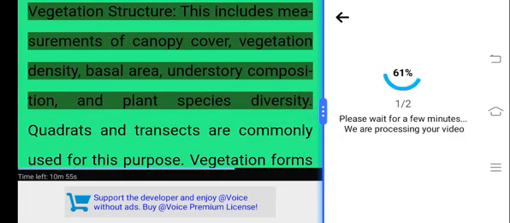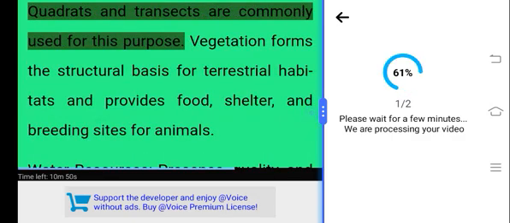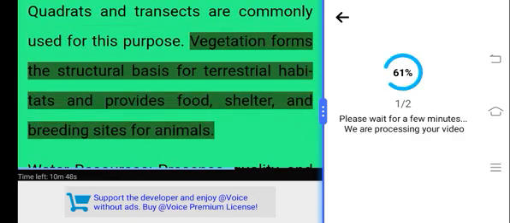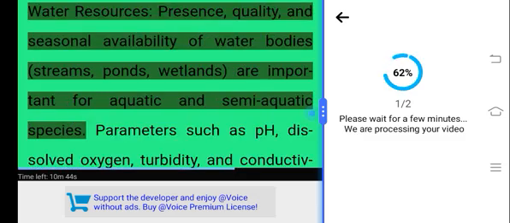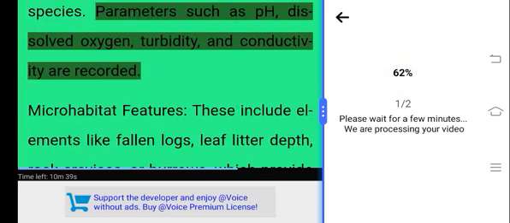Vegetation structure: this includes measurements of canopy cover, vegetation density, basal area, understory composition, and plant species diversity. Quadrats and transects are commonly used for this purpose. Vegetation forms the structural basis for terrestrial habitats and provides food, shelter, and breeding sites for animals. Water resources: presence, quality, and seasonal availability of water bodies, streams, ponds, and wetlands are important for aquatic and semi-aquatic species. Parameters such as pH, dissolved oxygen, turbidity, and conductivity are recorded.